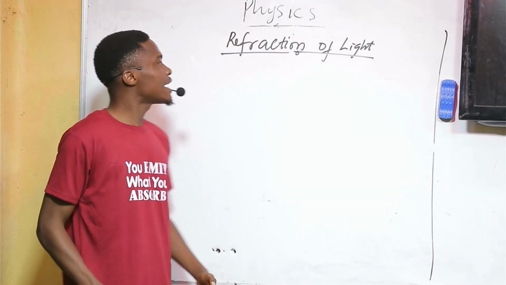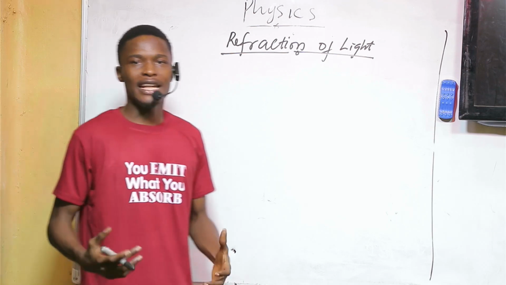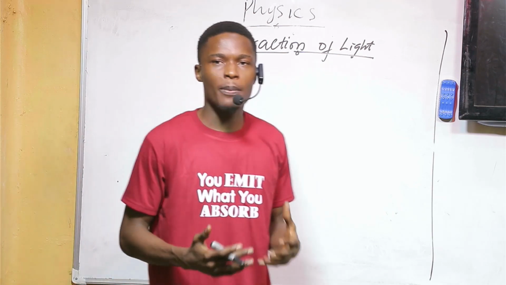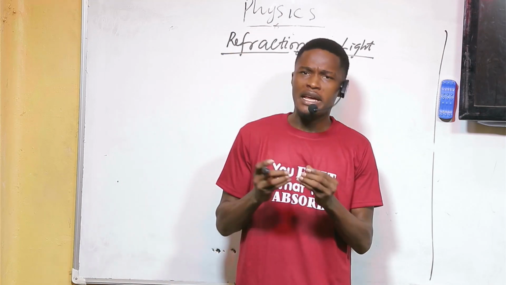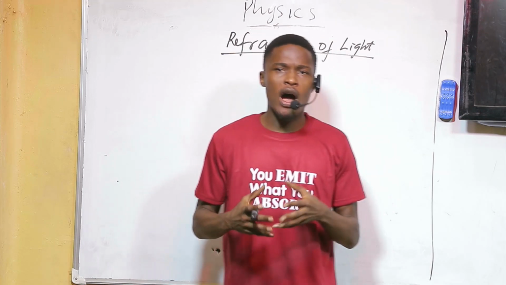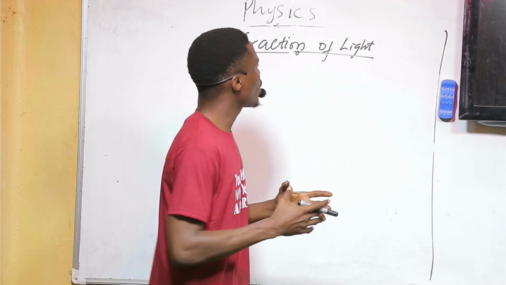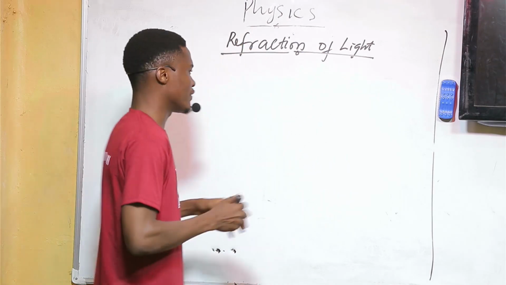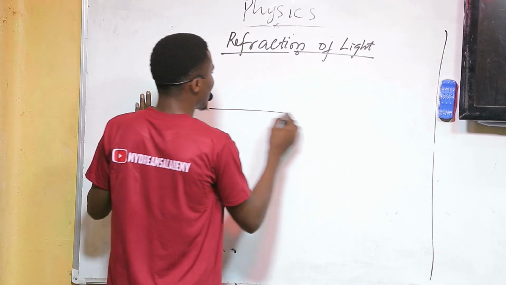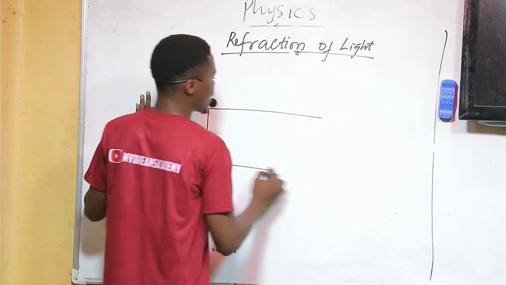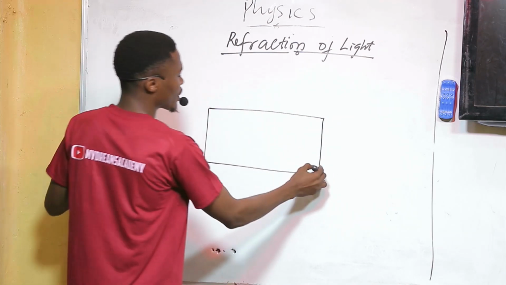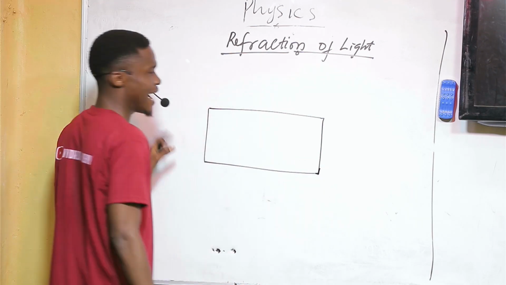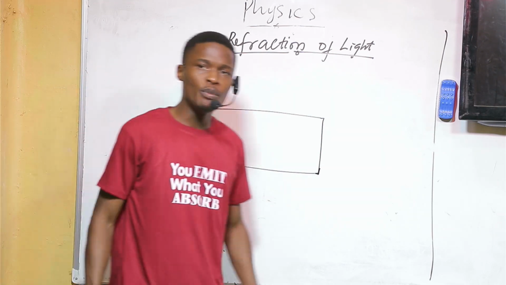Okay, so we are going to start talking about refraction of light. Remember, when we talked about properties of waves, we were able to discuss some of the little things we need to know about refraction. But now we are going to talk more about refraction of light. Remember, in our definition we said that refraction is the change in direction of a wave due to change in speed as it crosses the boundary between two media.